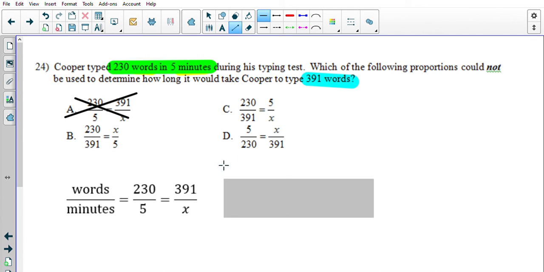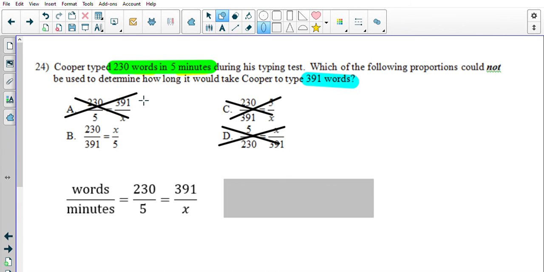So if we would solve these two in the same way we solve this one, then both of these would work, which means that choice B would not work. It would get us a different solution, also the incorrect solution. So B is the one that cannot be used to find our solution.